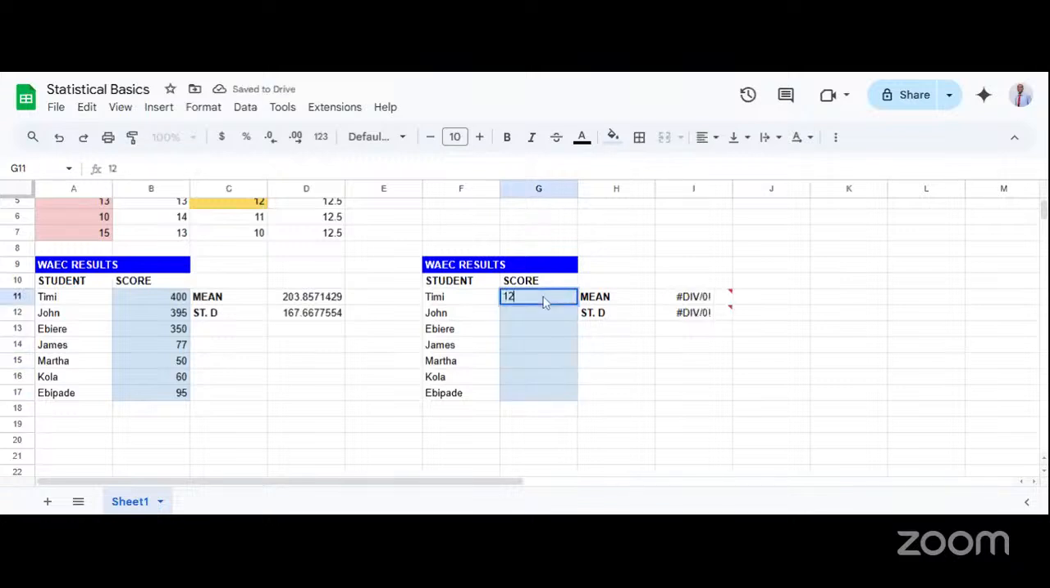Yes, then let me use smaller values now, this will be much easier. So let me do 12, 14, 12, 15, 16, 13, 11. So take a look at this now. Our mean is now at 13, meaning that the one single value that will best represent all these values in this range is now 13. Then if you take a look at our standard deviation, it is now very low, at 1.7.